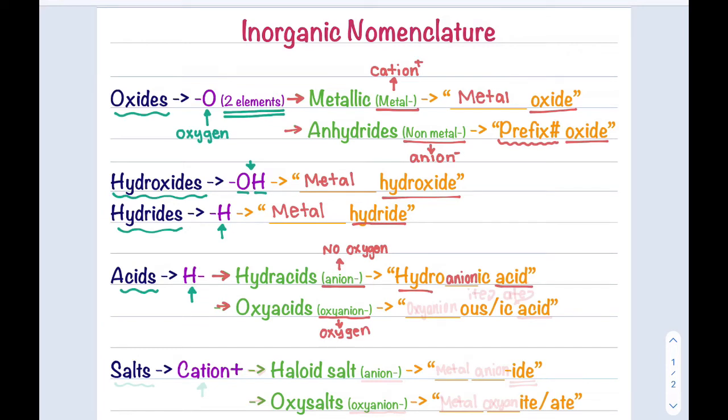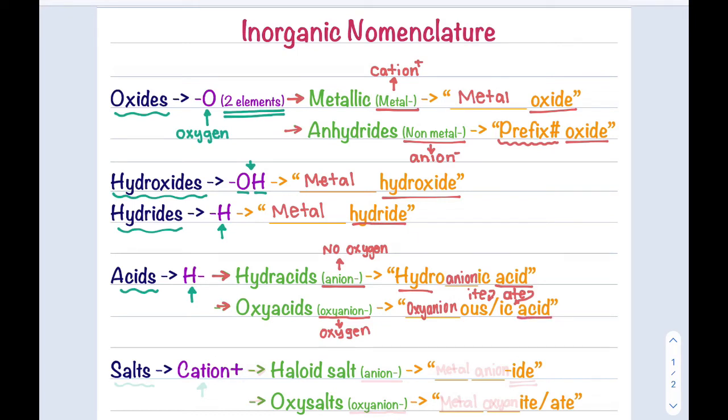For the oxyacids, we start with the name of the oxyanion. And if the oxyanion ends with -ite, I'm going to change it to -ous. And if it ends with -ate, then I'm going to change it to -ic. And then I'm going to write as well the word acid.